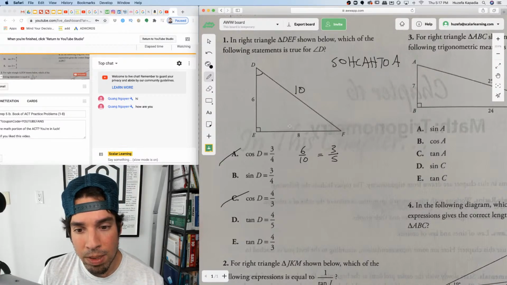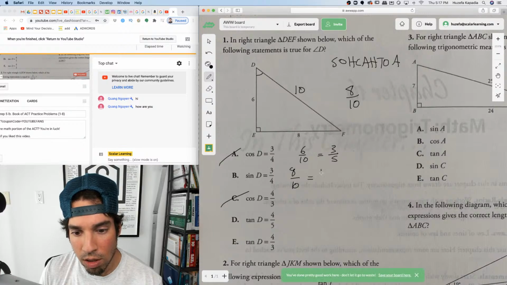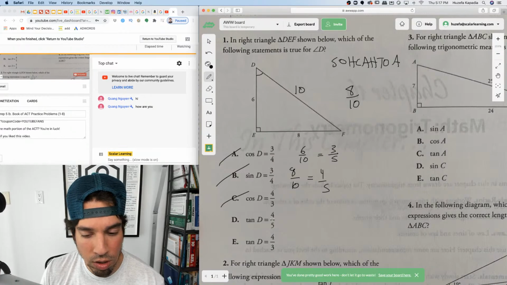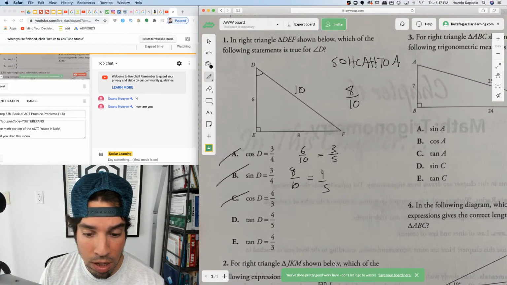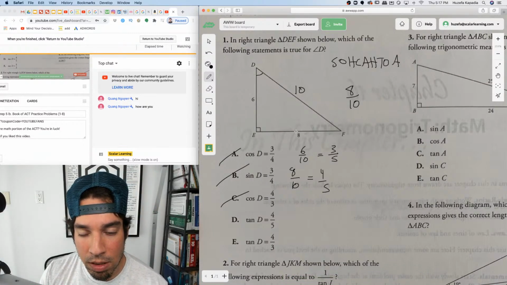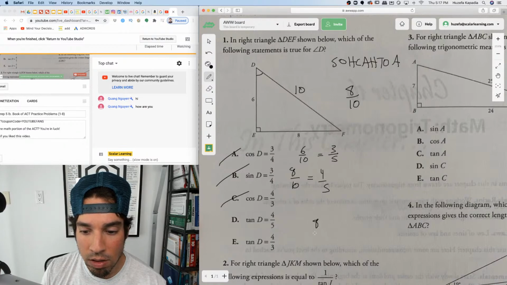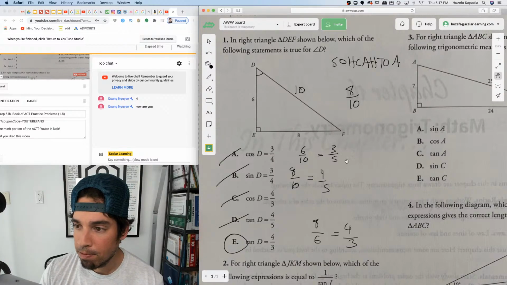Opposite is 8, hypotenuse is 10. So that's 8 over 10, which is 4 over 5. That's also no good, and there's no other sine. So it's probably going to be one of these tangents. Tangent is the one that can be greater than 1, so this is actually possible. Let's look at D. Tangent of D is opposite over adjacent, which is 8 over 6, which reduces to 4/3. And there's your answer.